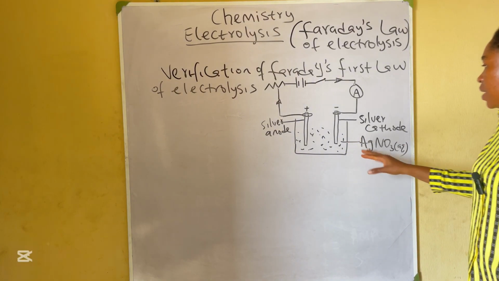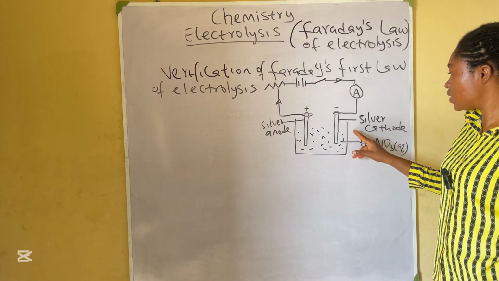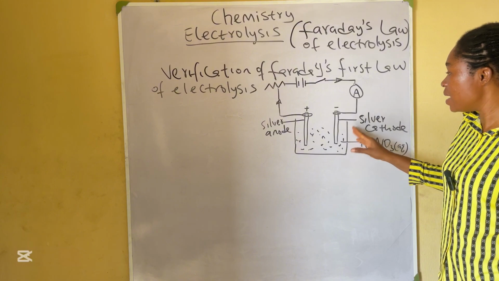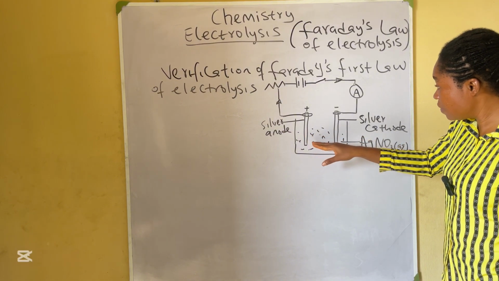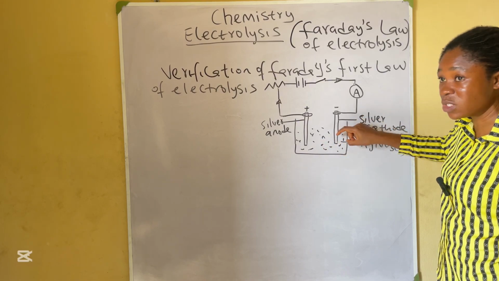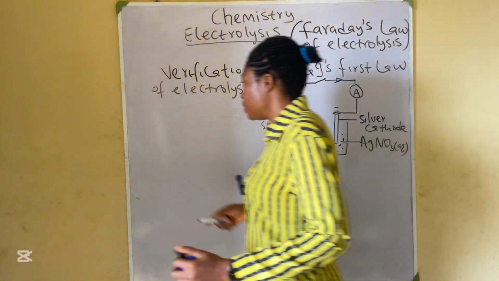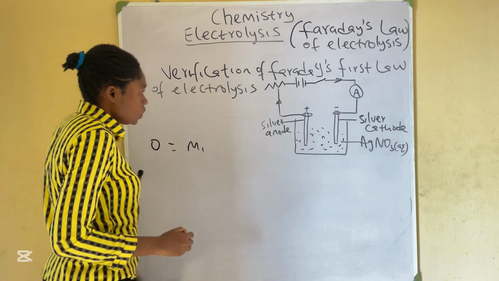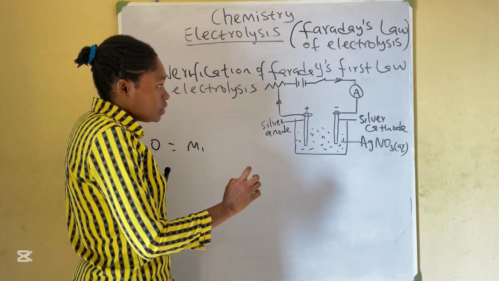At the beginning of the experiment, you weigh the mass of the cathode, because at the end of the experiment there must be a gain in mass of the cathode, as the silver ion accepts electrons from the cathode and is deposited here. The mass at the beginning of the experiment at time 0 is M1. Then you pass a steady current of 1 ampere for 10 minutes.